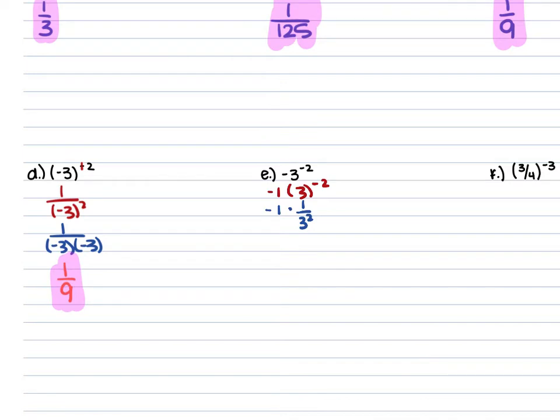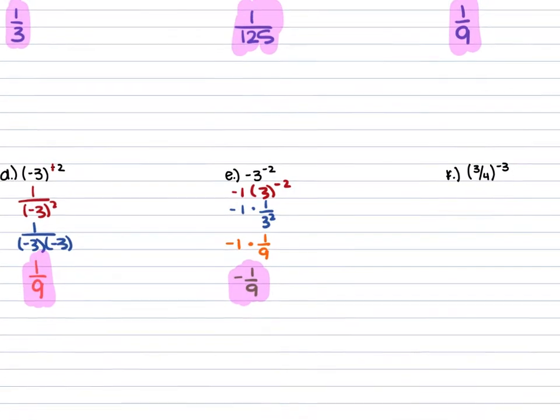From here, simplify the 3 squared. That's 9, so that's negative 1 times 1 over 9. The negative 1 times 1 over 9 is just negative 1 over 9. With these, you want to be careful. If you're left with a negative, you want to keep it either in front of that fraction or in the numerator with that 1 in this case.